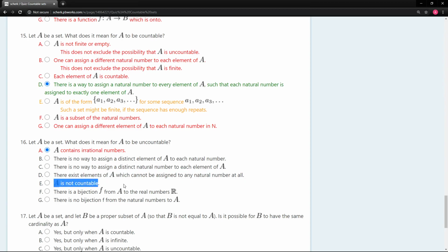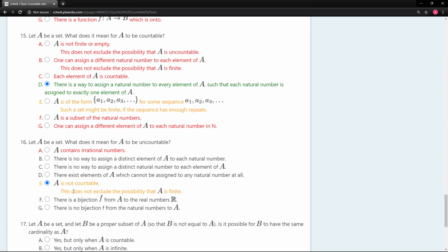This was going to take me before I read this. A is not countable. Like, this was our definition, right? A is not countable, that's why it's uncountable. But I hope they're not going to say then it could be finite. This does not exclude the possibility that A is finite. In my definition it does. In their definition it does not. So A could be finite. Fine, is it D? No.